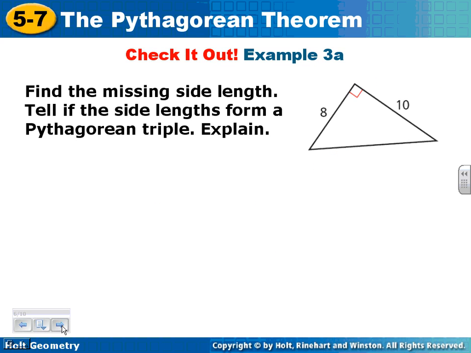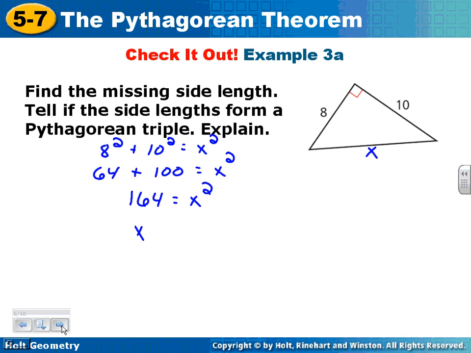Look at the next slide, number 6. Same thing here. Make the hypotenuse my X. So I'm going to write 8 squared plus 10 squared is X squared, or 64 plus 100 is X squared. 164 is X squared. So X is the square root of 164. And if I punch in my calculator the square root of 164, I get a decimal. So this is not a Pythagorean triple.